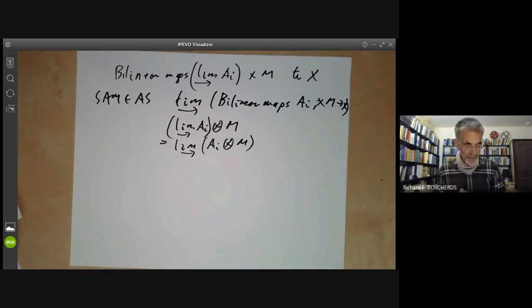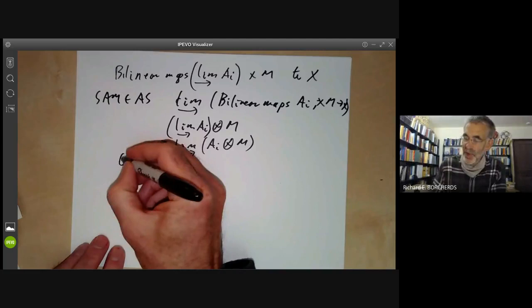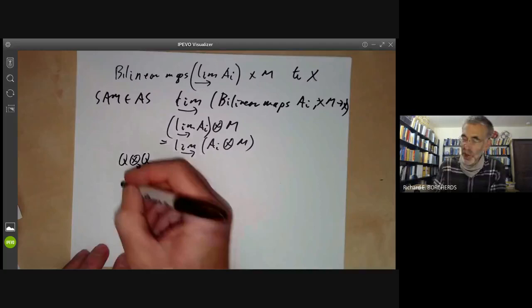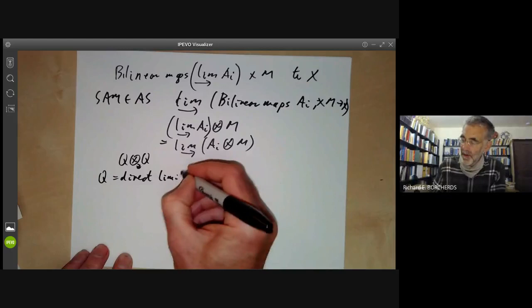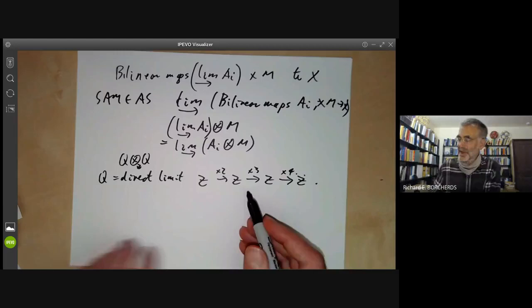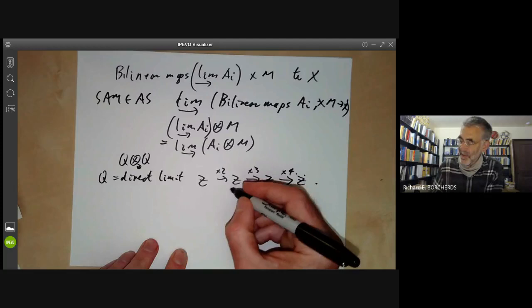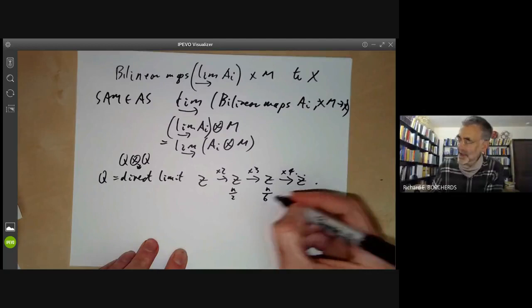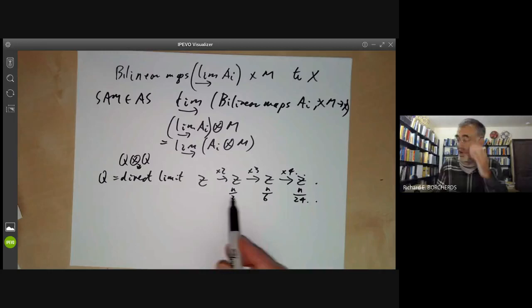So let's have an example of this. Let's work out the tensor product of Q times Q, and I'm going to work over the integers here. So we can write Q as a direct limit of Z mapping to Z, mapping to Z, mapping to Z. And here these maps are going to be times 2, times 3, times 4, and so on. So we can think of this as being Z, this as being all things of the form n over 2, this as all things of the form n over 6, this as all things of the form n over 24, and so on. So you can see that Q is just the union of all these modules here.